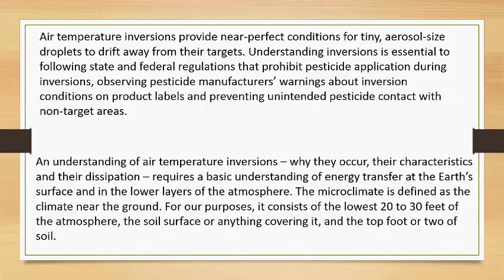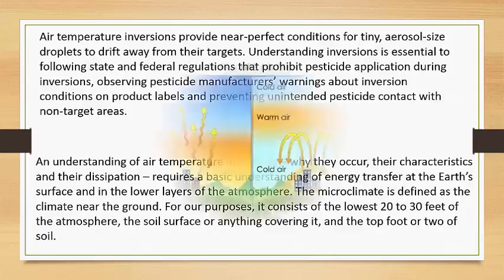The microclimate is defined as the climate near the ground. For our purposes, it consists of the lowest 20 to 30 feet of the atmosphere and the soil surface or anything covering it, and the top foot or two of soil.